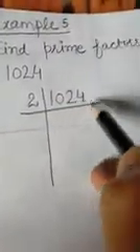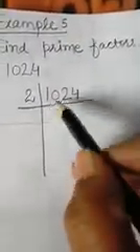Yes students, hope you are understanding this concept. Now see one more example. Here you can see the number is a little bit large, but you can do it very easily. Find prime factors using the division method, and the number is 1024.